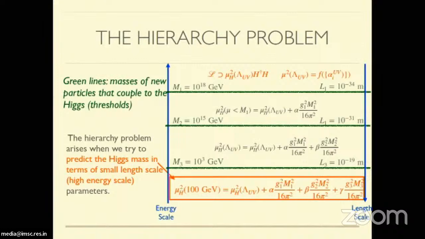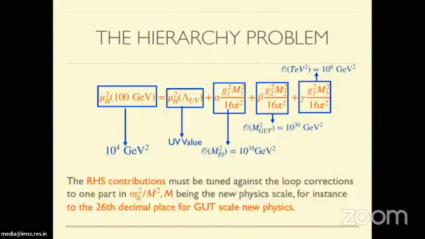And then you run down, and these green lines are like threshold corrections. So whenever you see a green line, as you run down from high energies to low energy, there is some new particle that's coupling to the Higgs. And as soon as that happens, you get a new loop correction. So for example, here, maybe there's some particle at the Planck scale, there's something at the GUT scale, then there's something at the TeV scale. So in the end, when you predict the Higgs mass, you'll pick up all these contributions and you'll get an expression like this.